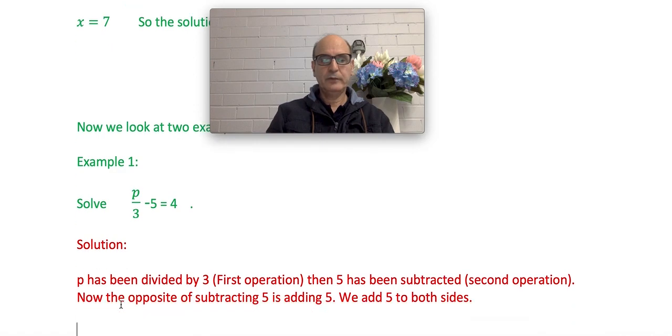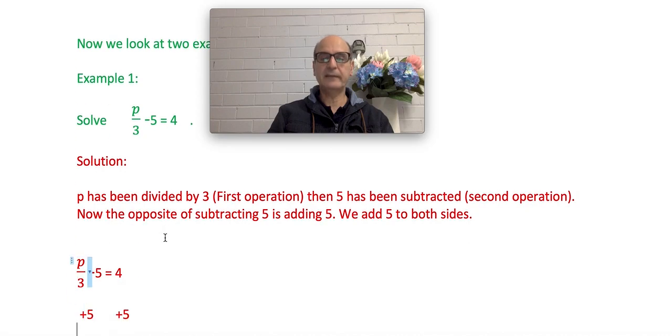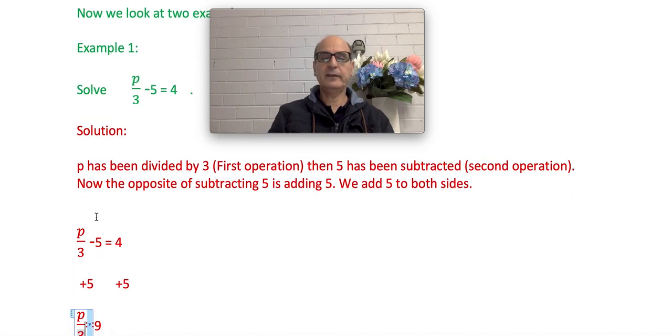Okay, 2 examples specifically. They're asking us to solve p over 3 minus 5 equal to 4. What has happened to p? P first has been divided by 3, then 5 has been taken away. So the last thing that has happened, 5 has been taken away. We've got to do the opposite of that, which is adding 5. All right, I write the equation here again. I'm adding 5, and that minus 5 and plus 5, they will go away.